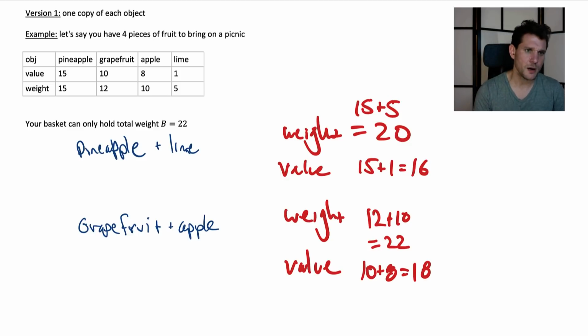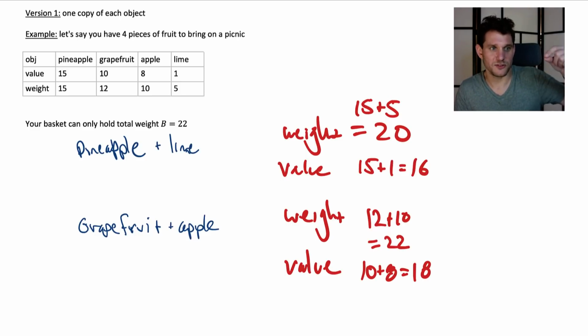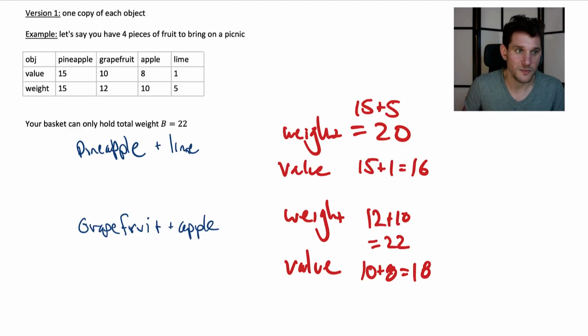You'll notice that what is called the greedy strategy here, well, there could be various ways to think about greedy strategy, but a very natural greedy strategy is simply to take the item that has the highest value density. What do I mean by value density? I mean, take the item that has the largest value per unit weight. In that case, the pineapple has the largest value density because 15 divided by 15 is 1. And if you look at the ratio of value to weight for all of the other fruits, they're actually all less than 1. The grapefruit is 10/12, the apple is 8/10, the lime is 1/5.